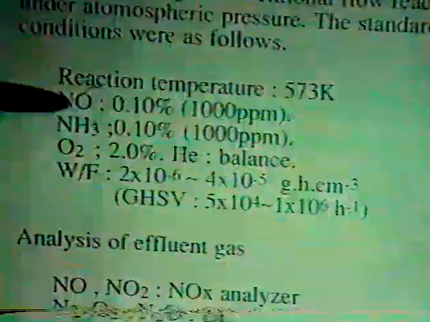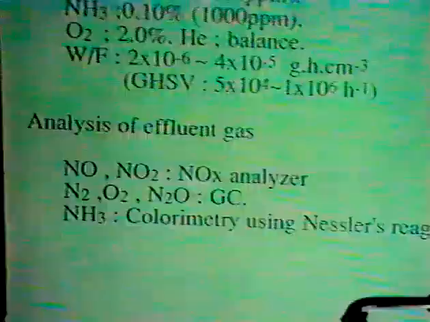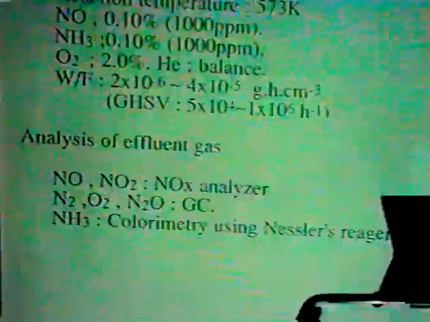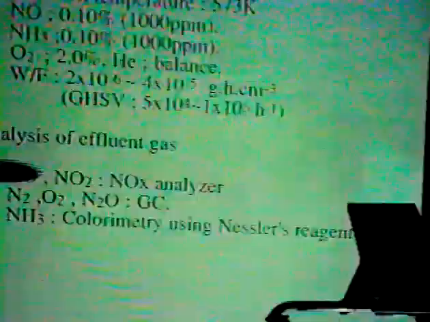The reaction over various Cu2+ exchanged zeolite catalysts was carried out using the conventional flow reaction system under atmospheric pressure. The standard reaction conditions were reaction temperature 573 K, the concentration of NO was 0.10%, that is 1,000 parts per million. The concentration of ammonia was 0.10%, just the same as that of NO, and the concentration of O2 was 2.0%. Helium was used as a balance gas. And W over F was varied in this region.